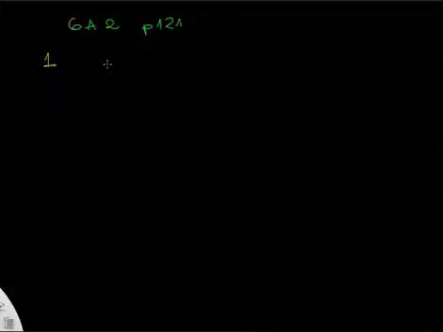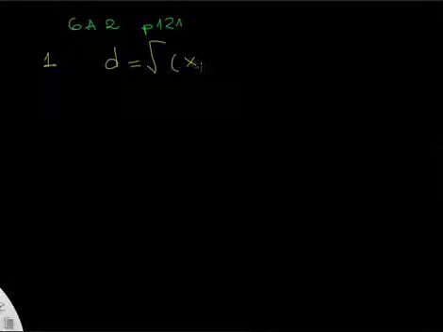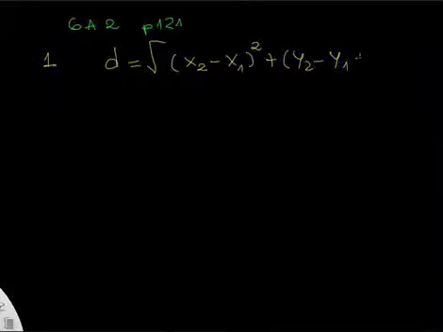Okay, so the distance, represented by the letter d, is equal to the square root of, and here we need to remember that we put the x first, and the second point is the one that we write first: x2 minus x1, squared, plus y2 minus y1, and this is squared.